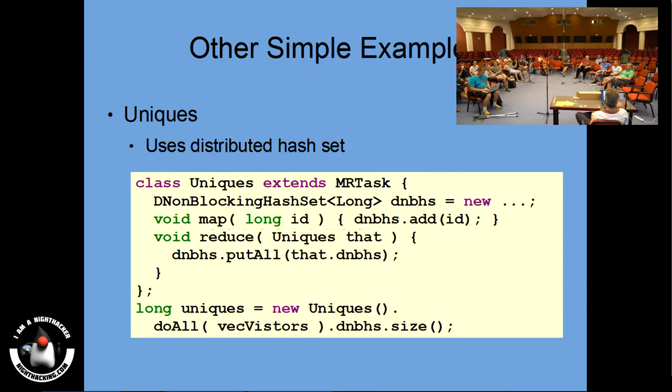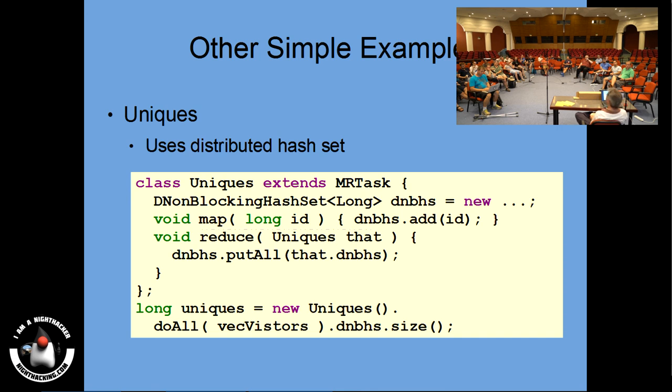So let me show a version that's done a little differently. Here's a non-blocking hash set being used. What I'm doing here is looking for uniques, the count of uniques in the cluster. The map call just says throw you into the non-blocking hash set, but the hash set itself I did new in the constructor. When I do new in a constructor, at the time I said new uniques at the bottom, I made one instance, not one per chunk, one on a node. When I do that log tree fan out, I pass that hash map around the cluster and I end up with one hash map per cluster member, but not one per chunk or per thread.